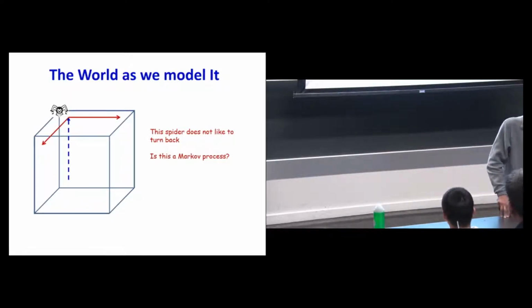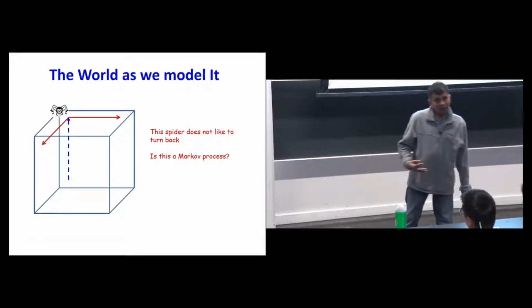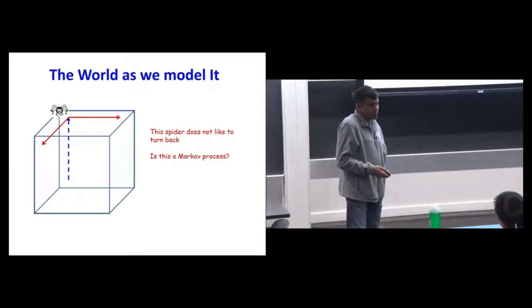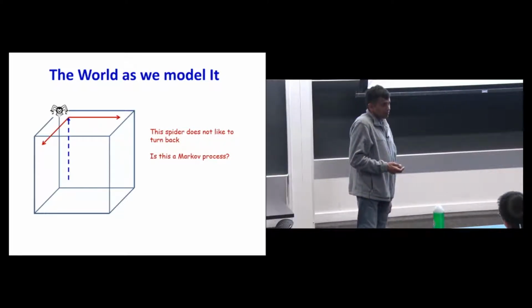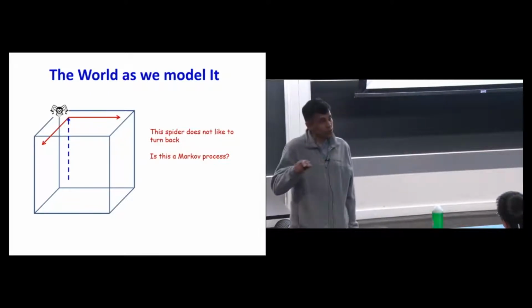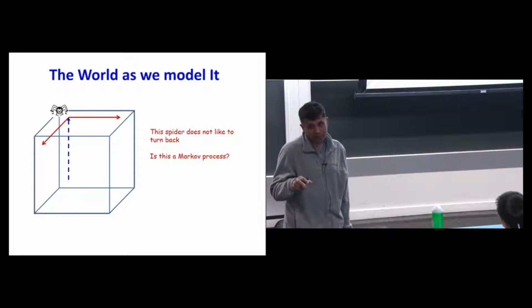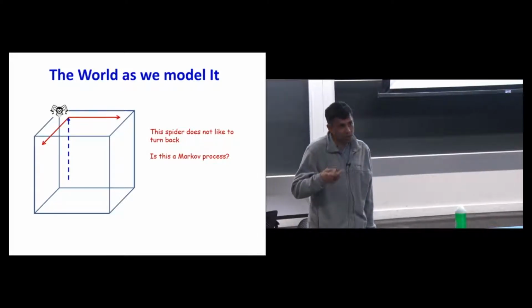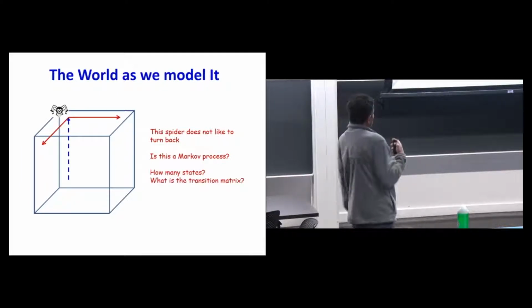Now, if the spider doesn't like to turn back, this glider too is a Markov process. How large would the transition matrix over here be? 24 cross 24. And each row is going to have how many non-zero entries? Only 2, right? And each of them is going to be half, the way we defined it, right? So you see it's fairly easy, straightforward.